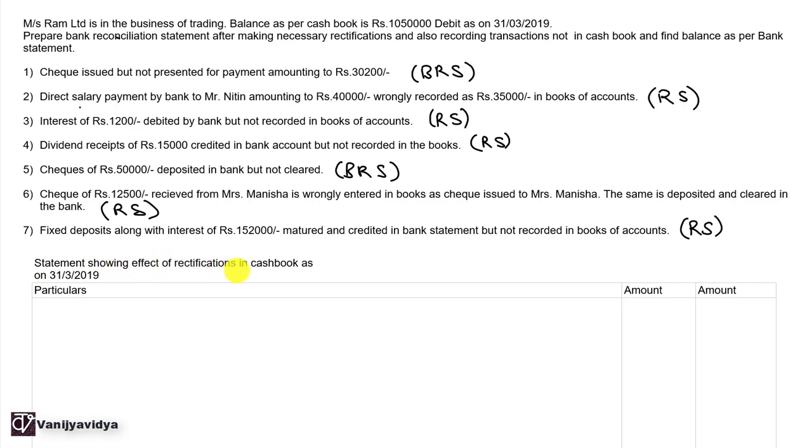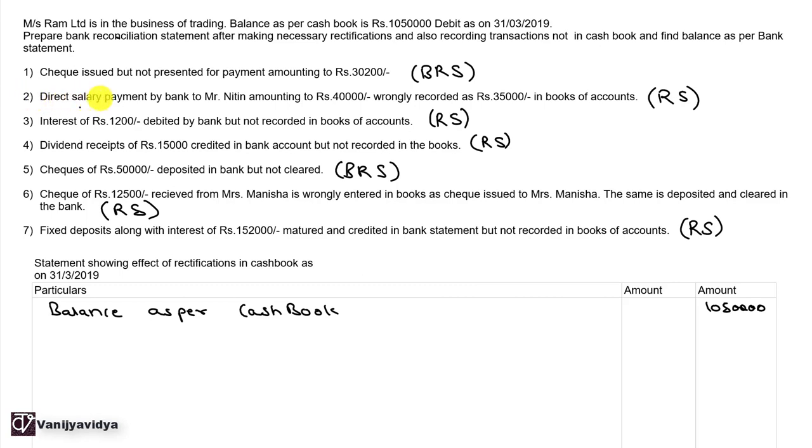Statement showing effect of rectifications in the cash book as on 31st March 2019. Particulars, amount. Now, balance as per cash book is rupees 10,50,000 debit as on 31st March 2019. So first we will write this balance in this rectification statement. Balance as per cash book 10,50,000. Let's see what are the transactions that are required to be included in our rectification statement. We have already marked them with RS.